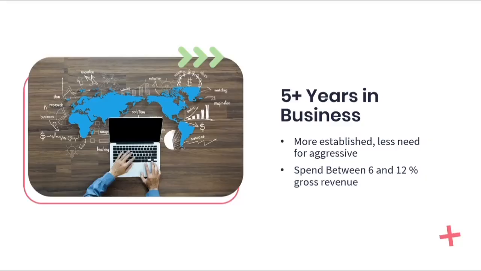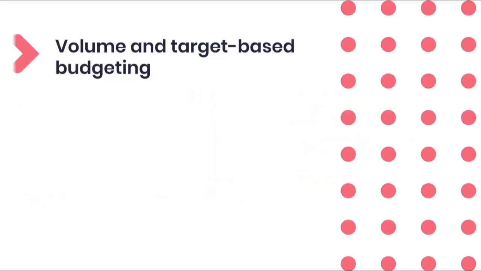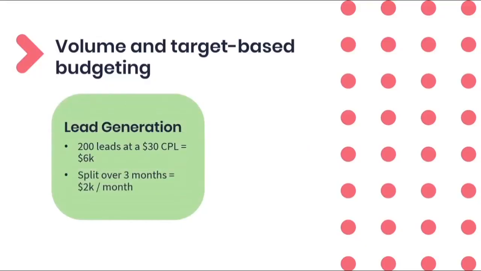Remember, though, that nothing can improve if you don't have people who are actually aware of your brand and visiting your site. That's very important to get right. Then we have volume and target-based budgeting. Let's have a look at our examples. Well, first of all, we have lead generation. Let's just say that a 10% increase in leads means that we want 200 additional leads. So if we have 200 leads at a target cost of $30 US, that means we have a budget of around $6,000.